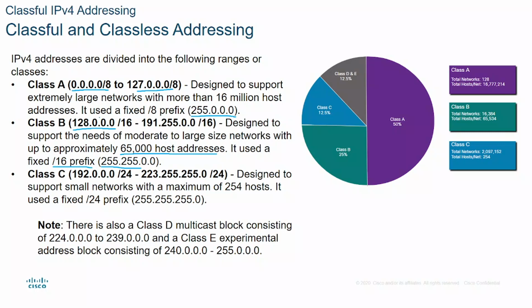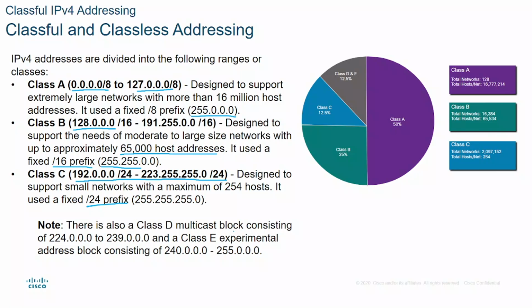So how do you know the class? You can just find out by the subnet mask. Therefore, class C now, we have 192.0.0.0/24 to 223.255.255.0/24. It is designed to support small networks with a maximum of 254 hosts. So it uses a fixed 24 prefix.